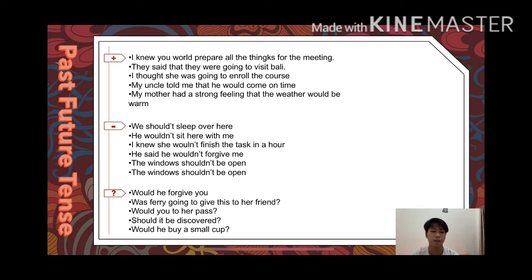For the example, positive is: I knew you would prepare all the things for the meeting. For the negative: we shouldn't sleep over here. For the question: would he forgive you?